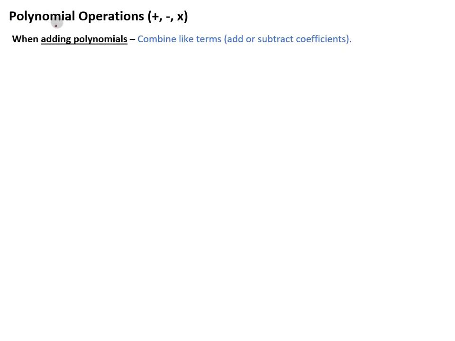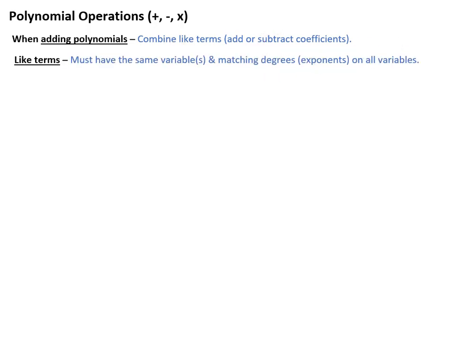All right, next we're going to look at our polynomial operations. So let's start with adding, probably our easiest operation. When adding polynomials, we are going to be combining like terms. So we're just going to add or subtract the numbers in front of our variables. Okay, what are like terms? They are things that have the same variable. So for instance, if I had 4a and 3b, these do not have the same variable. They would not be like terms.